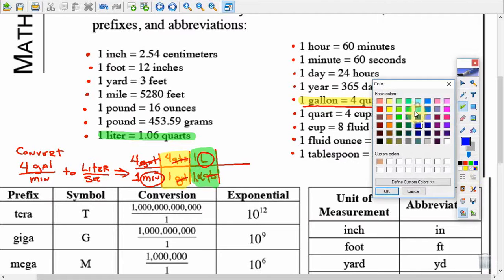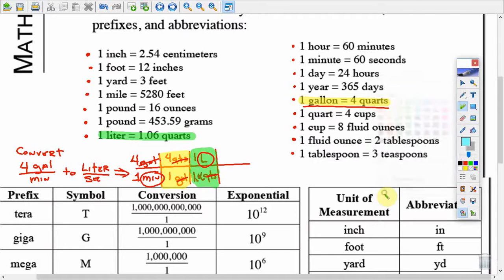Let's do light blue here. We're going to use the minute to second conversion, 1 minute equals 60 seconds. So right now I have minutes on the bottom, so I need a minute on the top so that those cancel out. So 1 minute, 60 seconds. Now that minute will cancel with this minute, and I'll be left with liters per second, which is what I want. I multiply across the top. 4 times 4 times 1 times 1 gives me 16 liters on top.